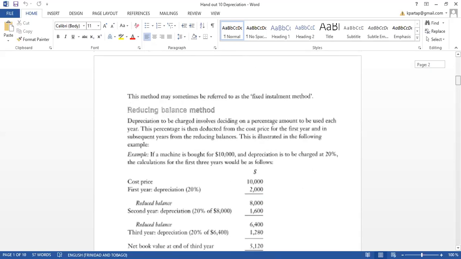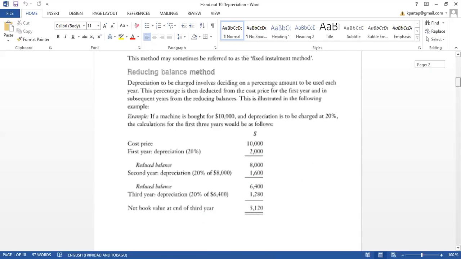The reducing balance method now. So the reducing balance is referred to as the fixed installment method, but they will usually say reducing balance. Depreciation to be charged involves deciding on a percentage amount to be used each year. The percentage is then deducted from the cost price in the first year and in subsequent years from the reducing balance. Reducing balance meaning every year you have to draw down on that cost of the item.